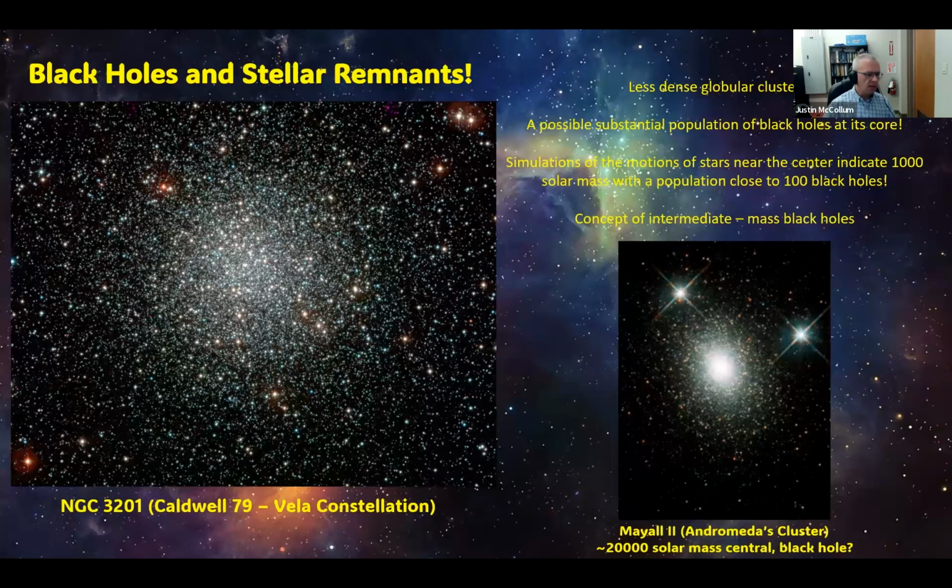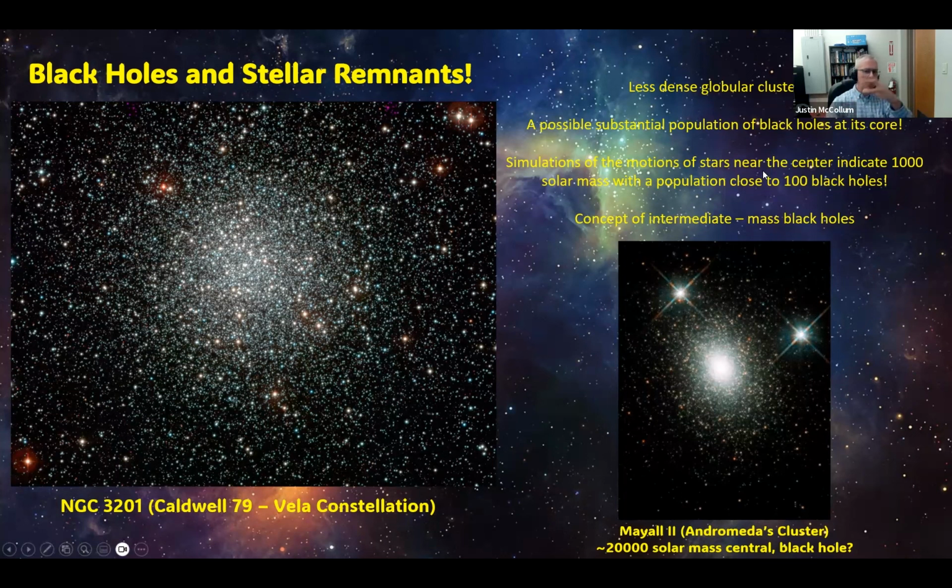Now, black holes and stellar remnants. Well, with a less dense globular cluster, in the case of NGC 3201, this is in the Vela constellation, Caldwell 79. You can see it here from Texas. You'll just have to look low on the horizon to see the Vela constellation when it rises up, but it's visible in southern Texas. There's an indication here based on the simulations of the motions of the stars.